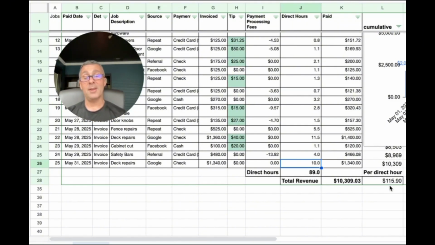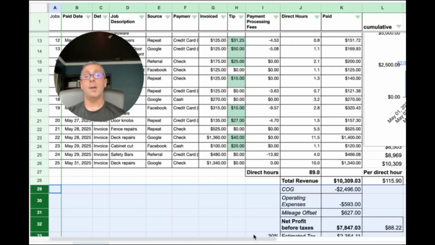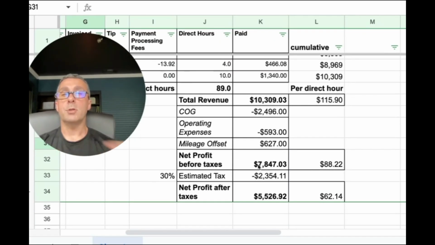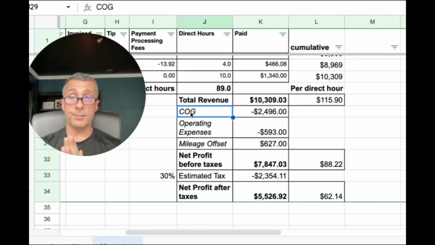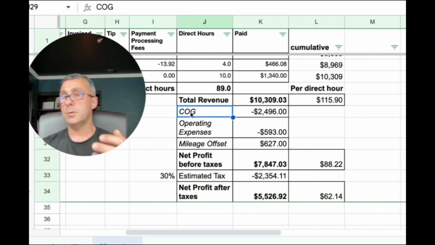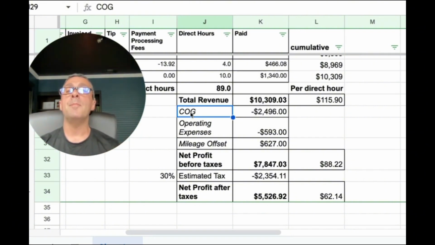But let's talk reality. Now let's start to break these numbers down a little further. Now let's talk real numbers. So again, total revenue $10,309. Great. Then I have cost of goods sold. The majority of stuff that I go buy, the supplies, I just put in cost of goods sold. So this is the lumber, the screws, whatever I need for a particular job.